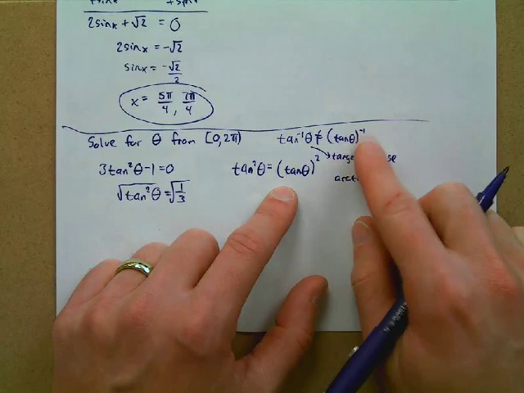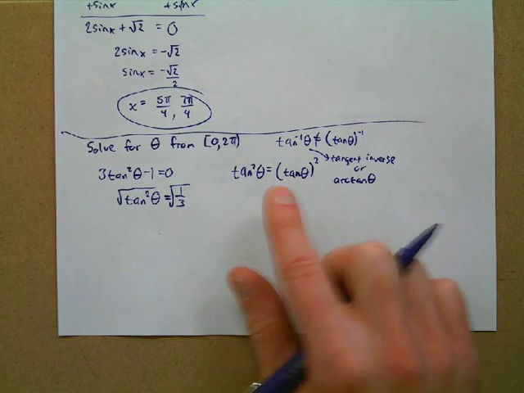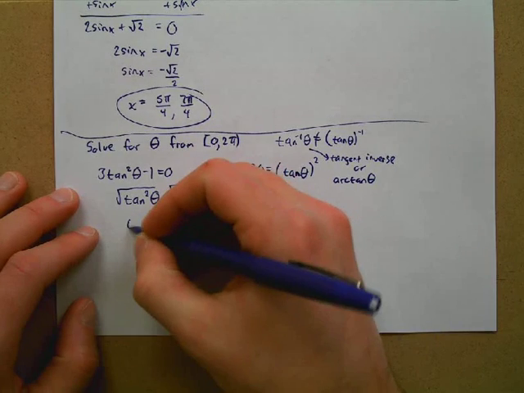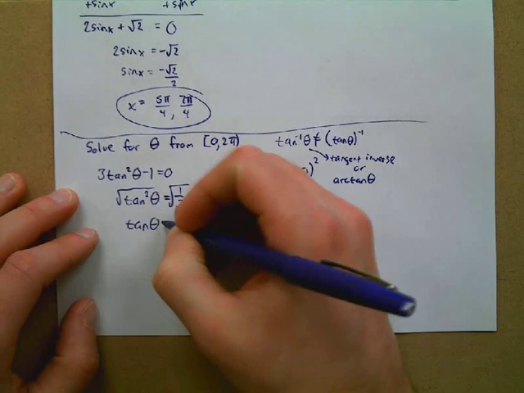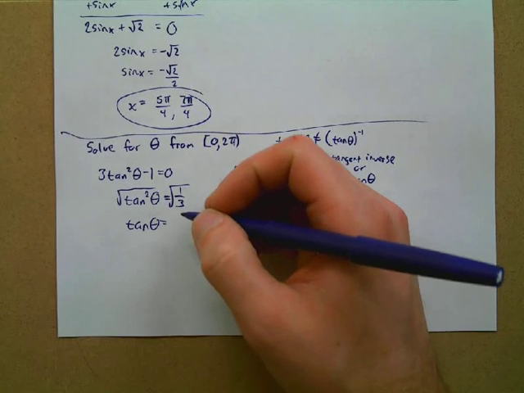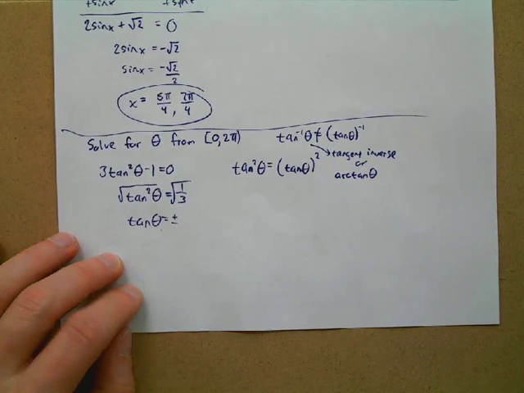All right, great. So that means we have this. Oh, and when we're square rooting both sides of an equation, we really need to have a plus or minus there in front. So it's going to be tangent of theta equals plus or minus, and the square root of 1 is 1, square root of 3 is square root of 3.